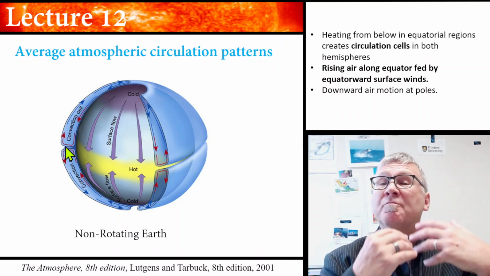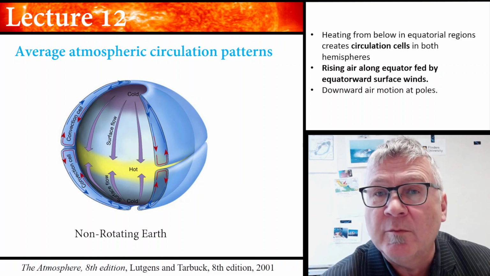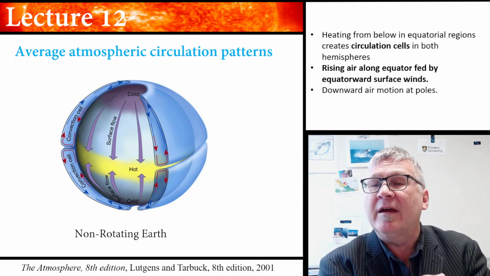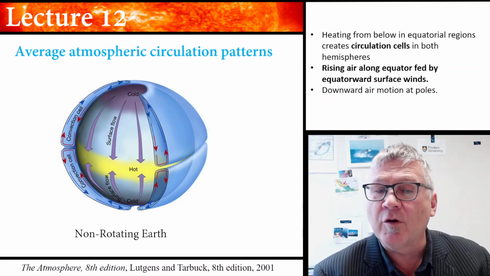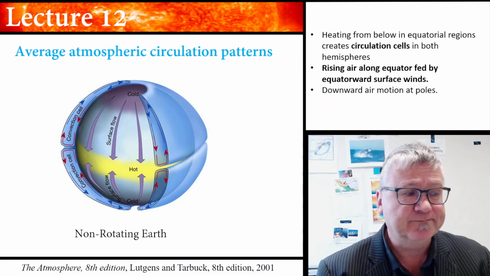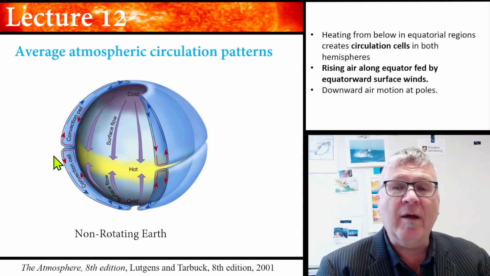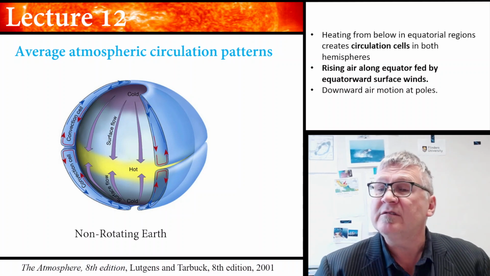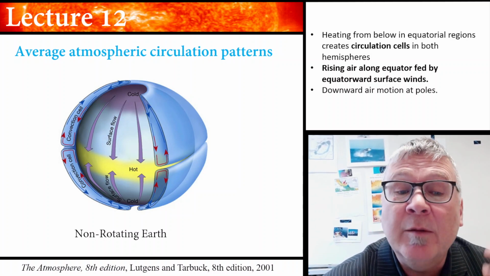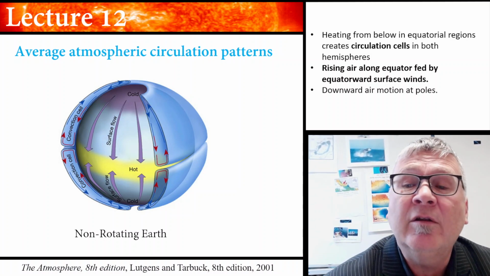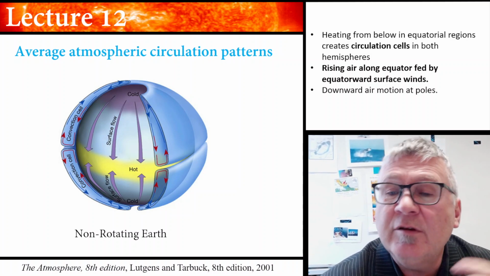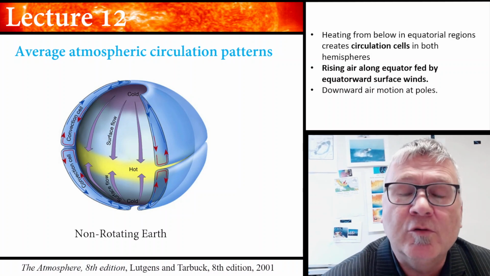And that's an important principle regarding fluid motion. If you have a movement away from a region, you get compensating return flows. And that's a very important principle. All right, so just to summarize, the heating from below in equatorial regions creates circulation cells in both hemispheres, rising air along the equator, fed by equatorward surface winds, and you have downward air motion at the poles.